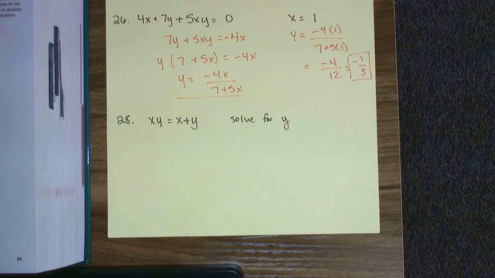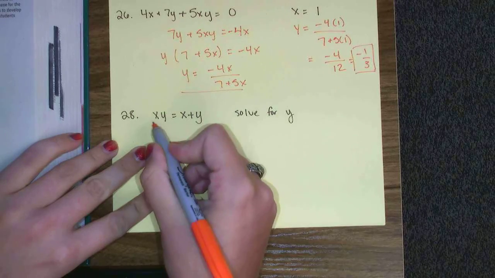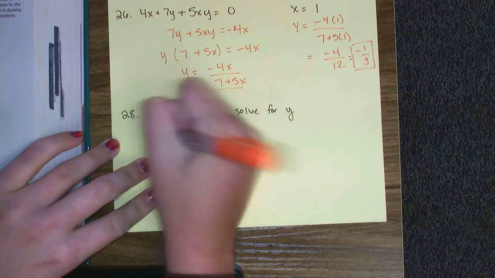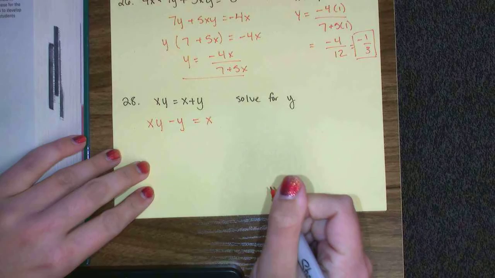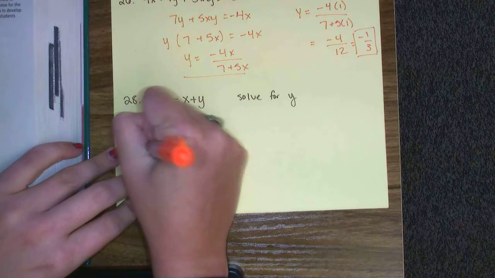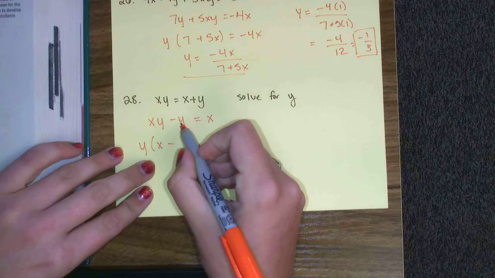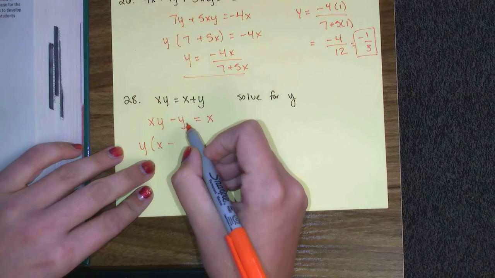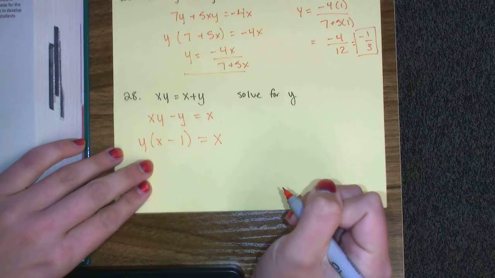Subtract y. Not exactly dividing by x, but I think I know what you're trying to say. Alright, so I'm going to subtract the y over to this side, so I end up with xy minus y is equal to x. Now I'm going to pull the y out front, so I have y times x minus, now when I take out a y from here, what am I left with? 1. Okay, x minus 1 is equal to x. Now what?